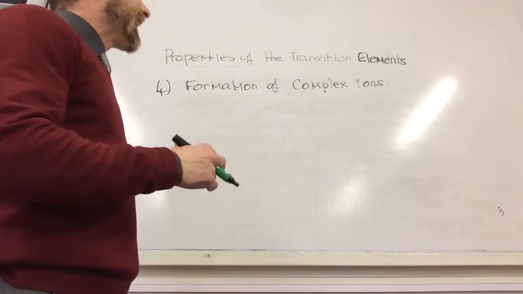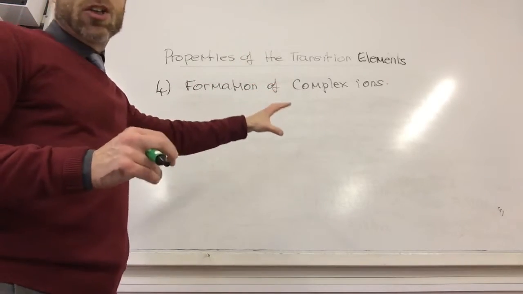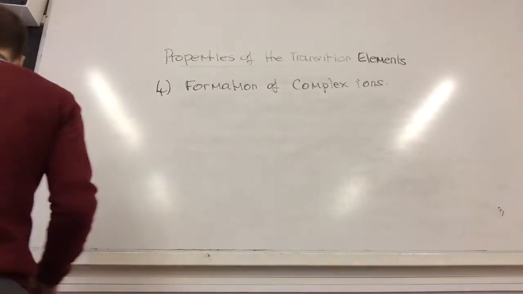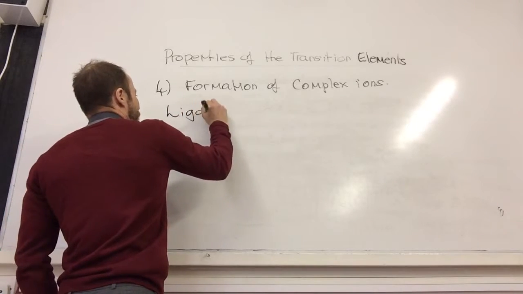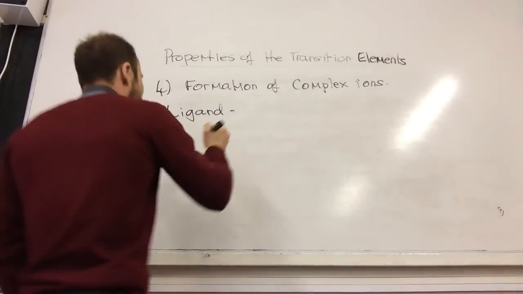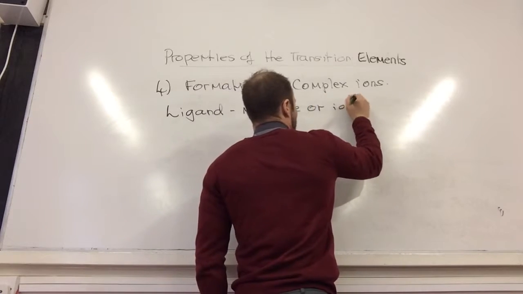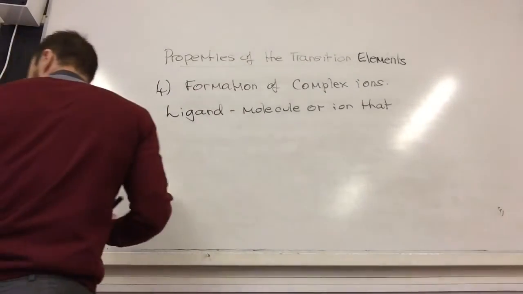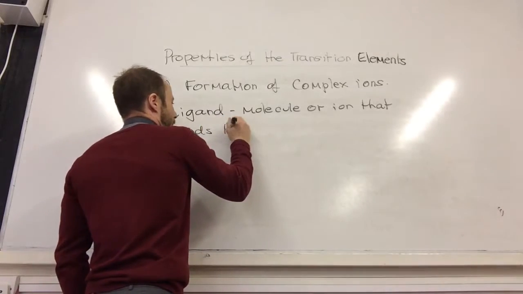Before we get into the nitty gritty of this, which is going to take us a while, and this is quite a lot to learn, we're going to do a few definitions. The first definition is a ligand. Just bear with me, because you've not heard of these terms before. A ligand is a molecule or ion that bonds to a metal.